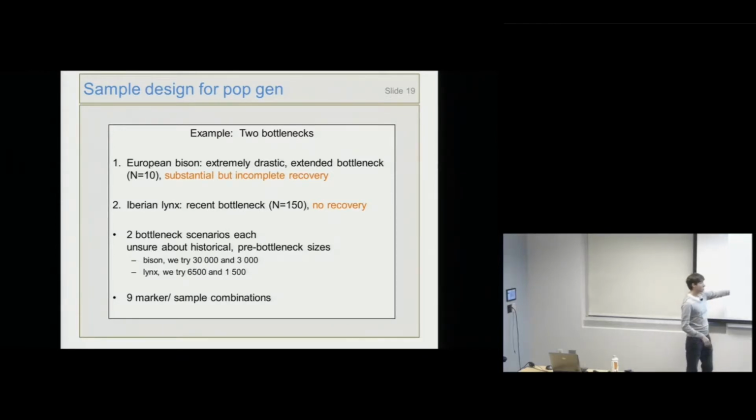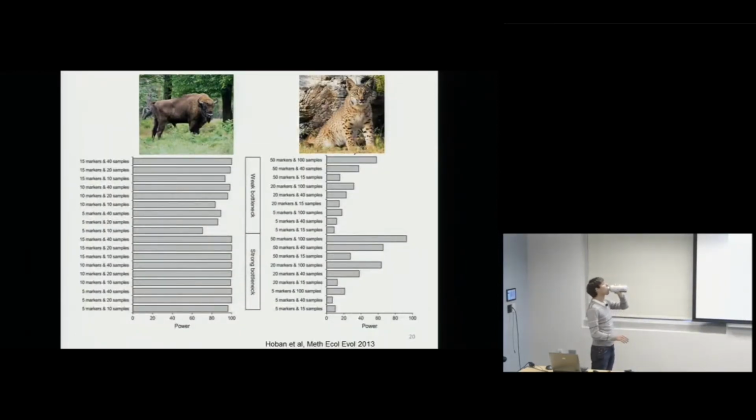We also have some uncertainty about historical population size. So we're going to use a really large number and then a more moderate number for the historical population size. So we'll have two models for each species. And then we're going to test a number of different marker and sample combinations. It's very apparent that the two species show very different power for this study.